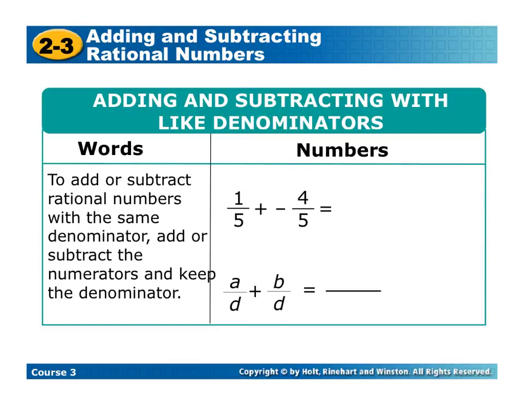Now let's look at this in terms of adding and subtracting with like denominators. So in order to add or subtract rational numbers with the same denominator, we just add or subtract the numerators and keep the denominators the same. So 1/5 plus -4/5. So if you think about this, we're going to take 1/5 plus -4, and then we're going to keep the fifths on the bottom. So if I have 1 and I take away 4, that leaves me with -3.